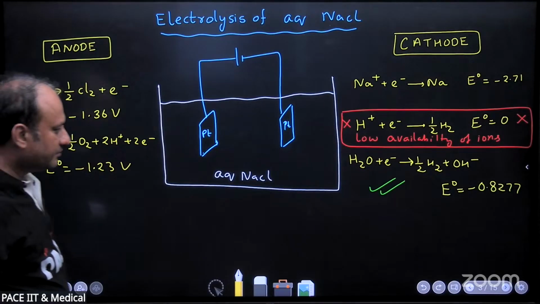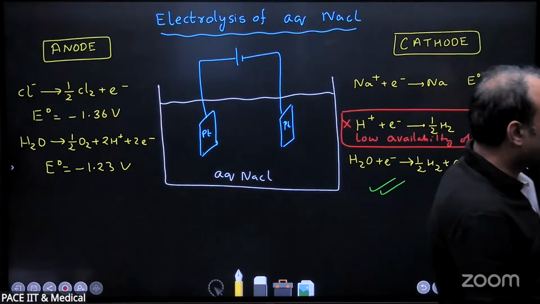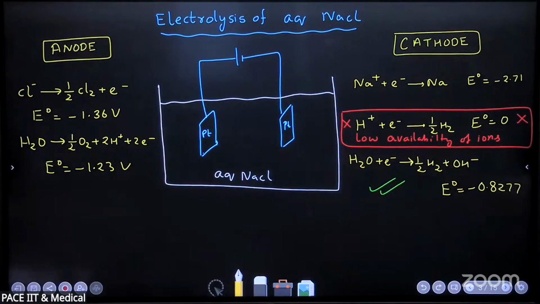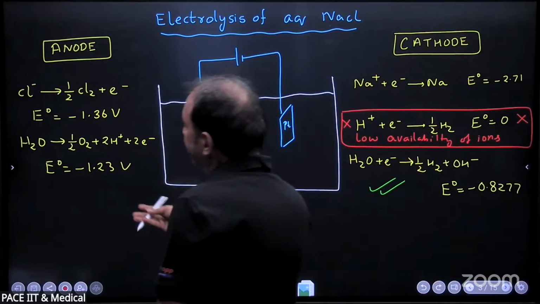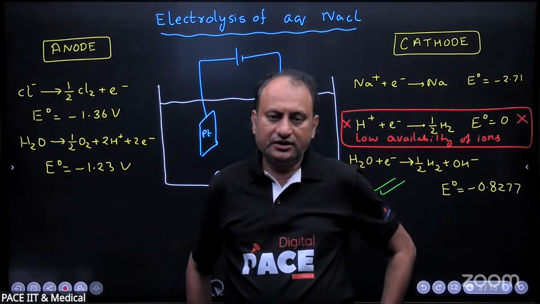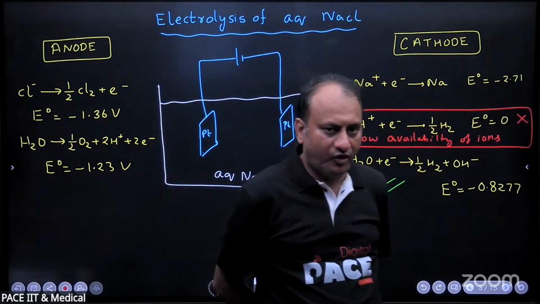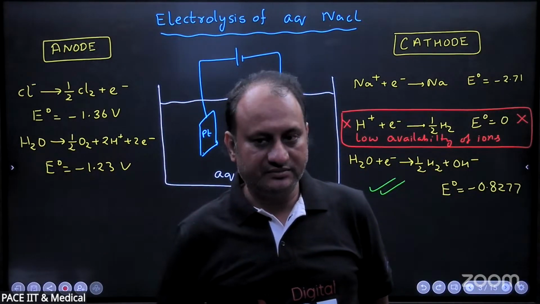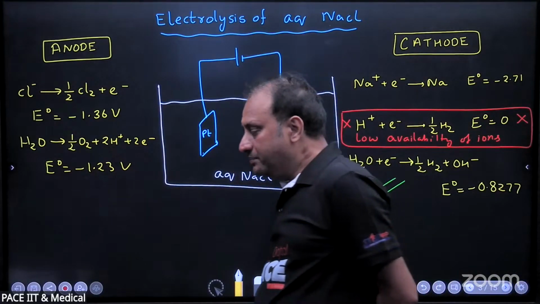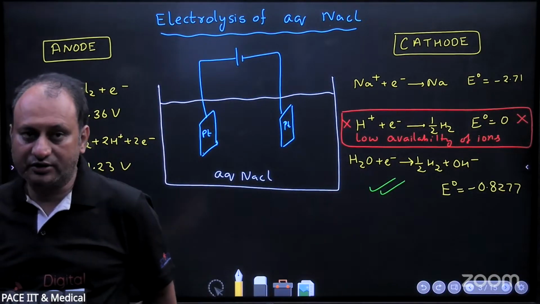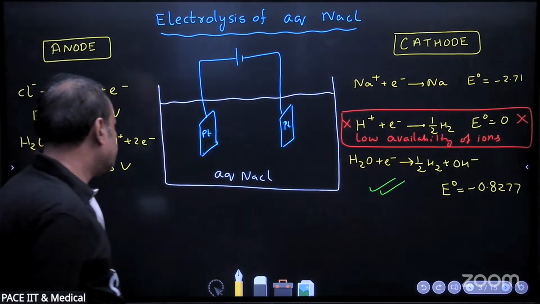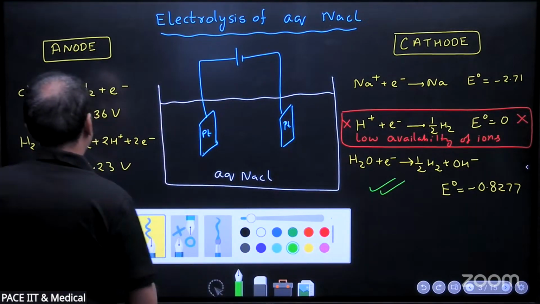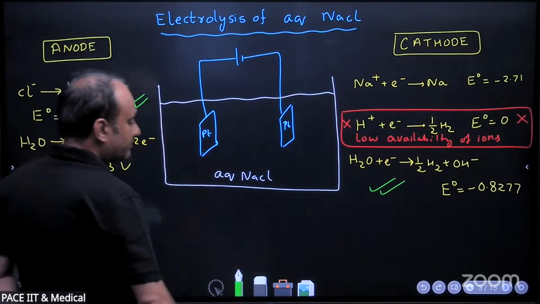Now, here a very important point comes, a very special feature occurs. If I see the E naught value, E naught value of second reaction is greater than first. So according to this concept, water should be oxidized at anode and oxygen gas should be liberated. But when we practically do this electrolysis, we find that at anode, chlorine gas is liberated. First reaction is happening.